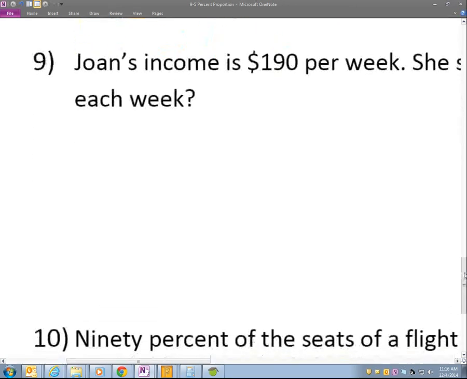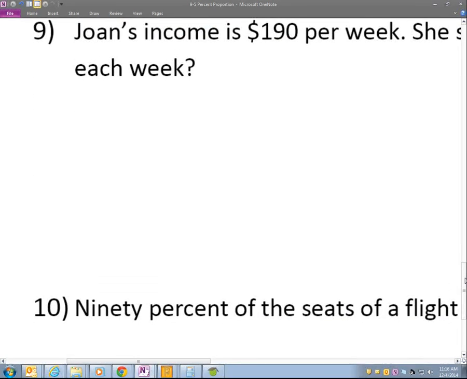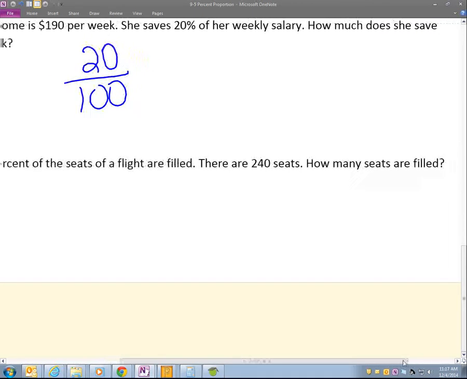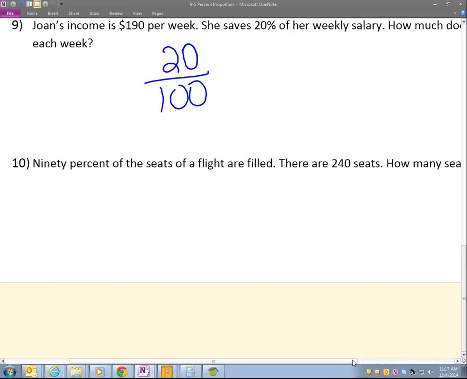All right, let's talk about Joan here a little bit. Joan's income is $190 a week. Okay, numbers in the head. She saves 20% of her weekly salary. I'm going to pause right there and just go ahead and do this, because I know where the percentage goes. Of her weekly salary. How much does she save in each week?